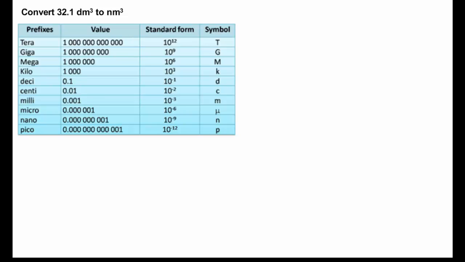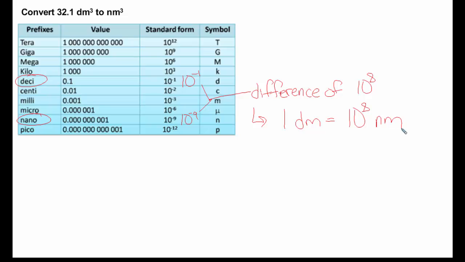So find decimeters on your prefix table. You can see that it's 10 to the power of -1. Find nanometers. This is 10 to the power of -9. So the difference in these two powers is 10 to the power of 8. What this means is that for every 1 decimeter, there's 10 to the power of 8 nanometers. So there's my conversion factor between decimeters and nanometers.